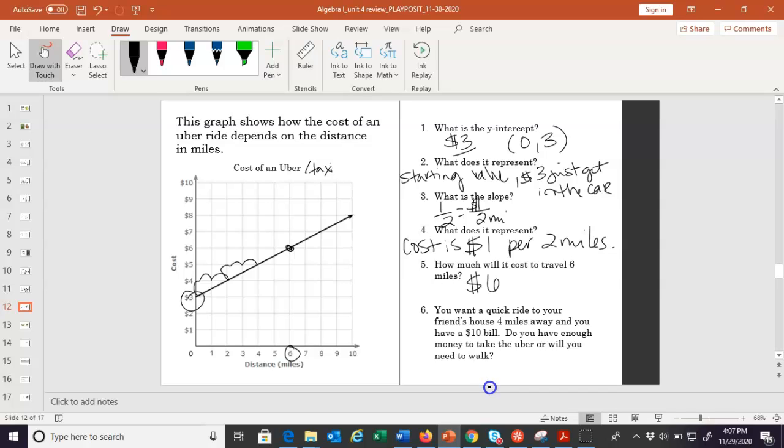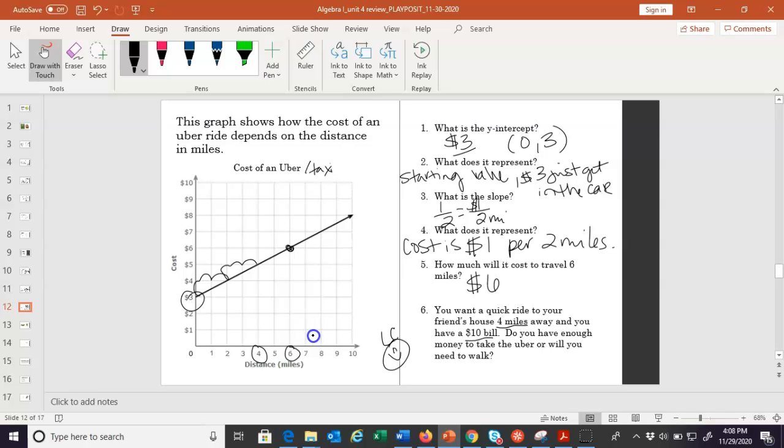And lastly, you want a quick ride to your friend's house that's 4 miles away, and you have a $10 bill. Do you have enough money to take the Uber, or will you need to walk? Of course, with your learning coach's permission, right? Or your parents. So let's see, 4 miles. And this might actually be, I should look this up to see if the Uber sites have sort of these graphs or estimation of costs.